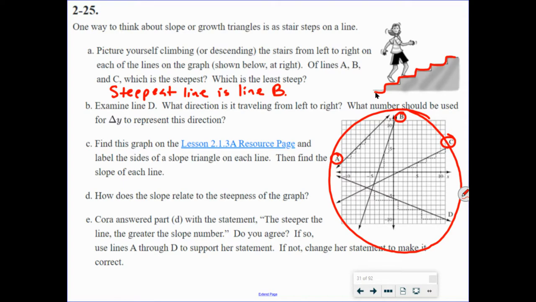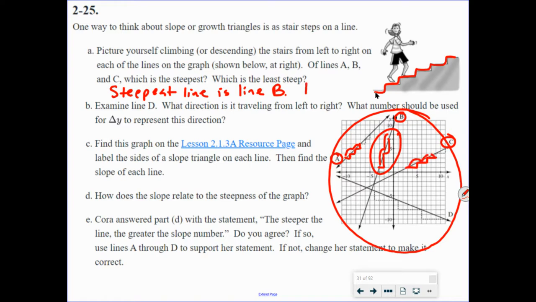Which one is the least steep? Is it A or is it C? Well, if you look at the stairs, look at these stairs right here, versus these stairs, versus these stairs, the steepest would definitely be B. Imagine those steps right there. That'd be kind of crazy. I think the next one would be this one, and I think the least steep is this one here.